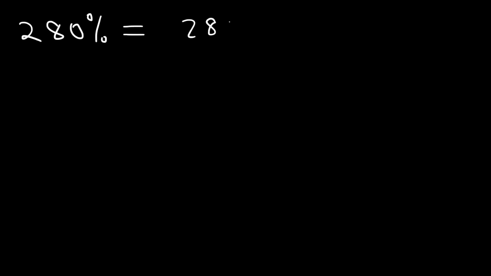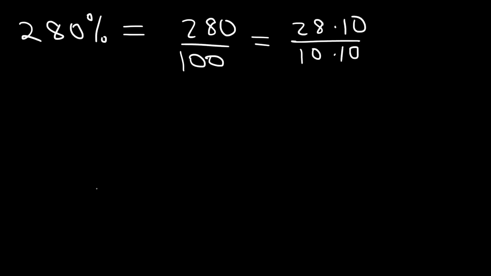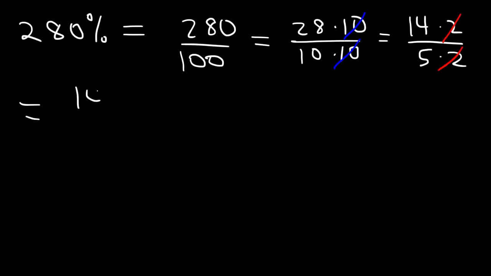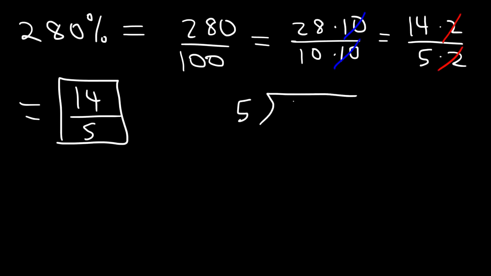So let's divide it by 100. 280 is 28 times 10, and we know 100 is 10 times 10. 28 is 14 times 2, and 10 is 5 times 2. So therefore, our answer as a reduced improper fraction is 14 over 5. Now let's convert that into a mixed number using long division. 5 goes into 14 two times. 5 times 2 is 10, and 14 minus 10 is 4.